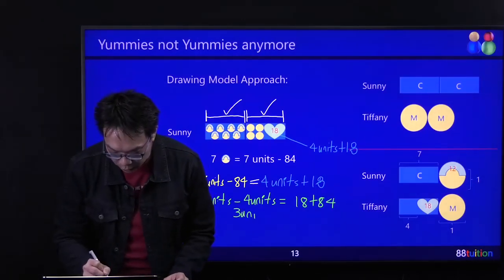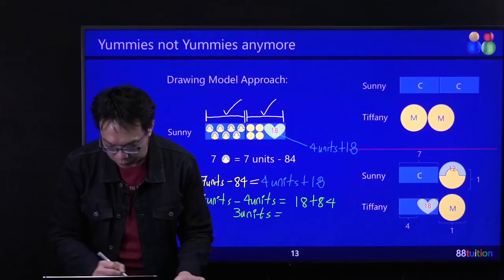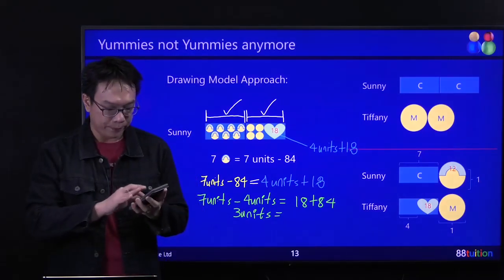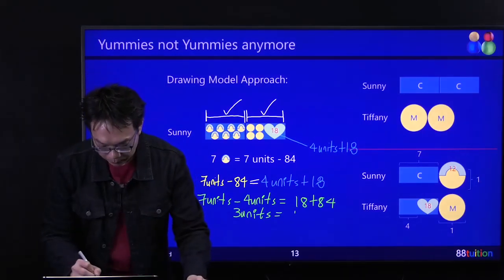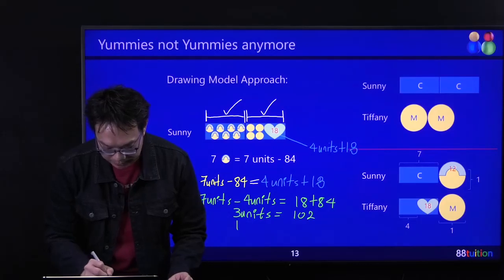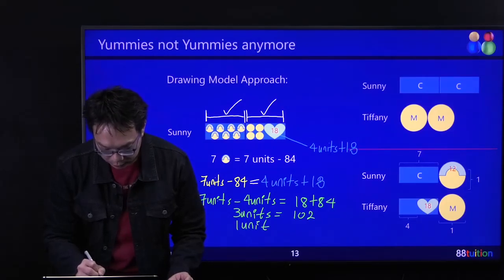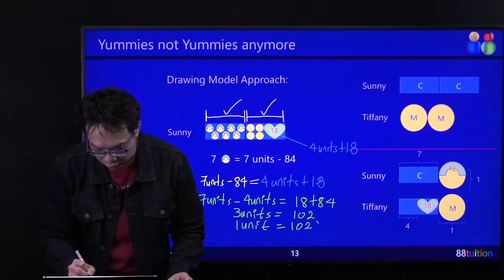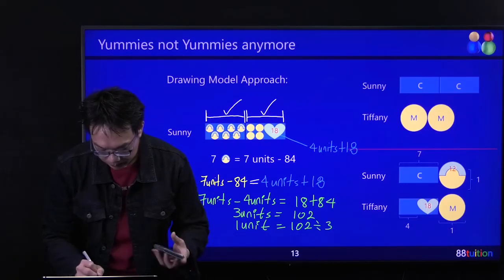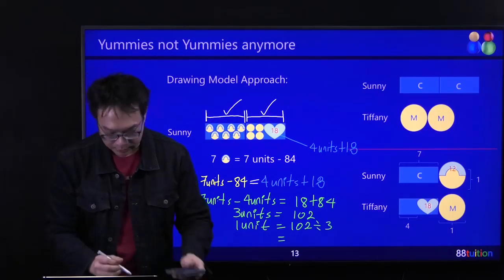Your ultimate aim is always to look for the 1 unit. 18 plus 84 is actually 102. And your ultimate aim, as I say, is to look for the 1 unit, which is equal to 102 divided by 3, and your answer will be 34.